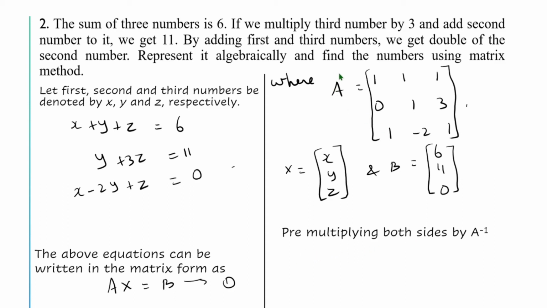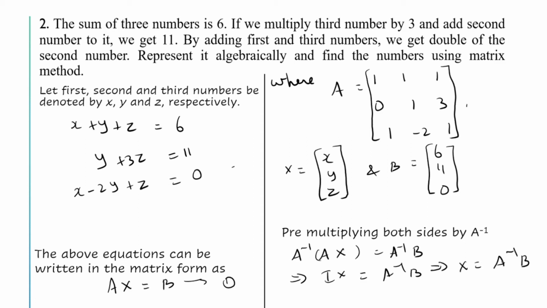Here they have asked to find the numbers using the matrix method. So we have to get x is equal to A inverse into b. When we pre-multiply both sides by A inverse, we get A inverse Ax equal to A inverse into b, so Ix is equal to A inverse into b, or x is equal to A inverse into b. Now we have to find A inverse, then multiply A inverse and b and equate it to x to find the values of x, y and z.